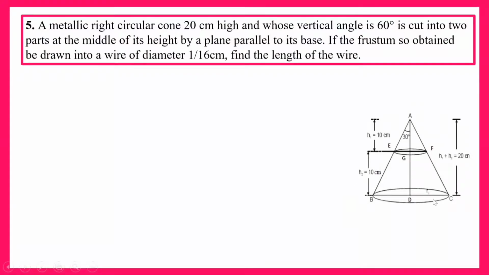Now, this is the cone. I have not drawn it according to the scale. Now, what do we have? This vertical angle is 60 degrees given. If I draw the height of the cone, which is 20 centimeters, I will be getting this angle as 30 degrees. Now, this complete is 20. From the middle, it is cut by a plane parallel to the base. That means this height AG will be equal to 10 centimeters and GD will also be equal to 10 centimeters, right?